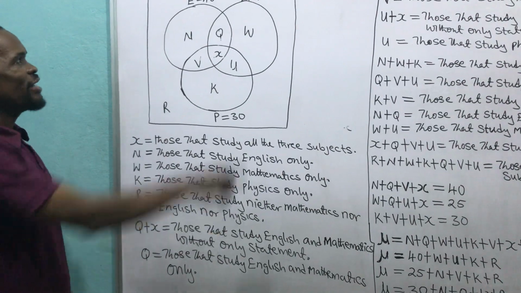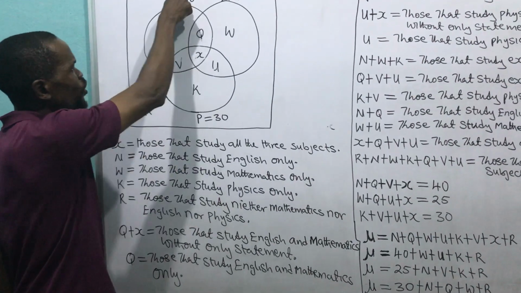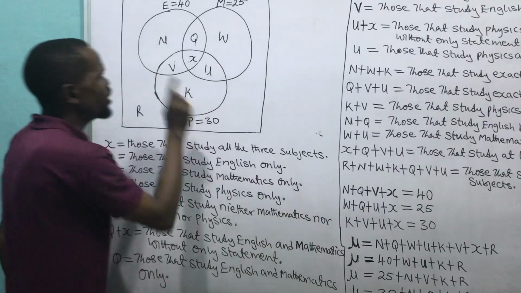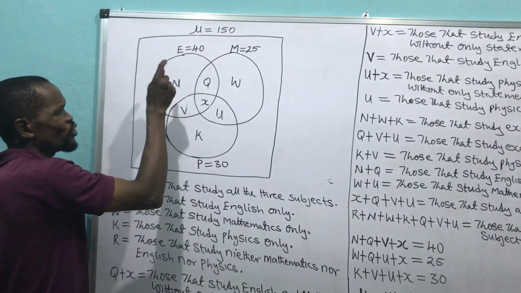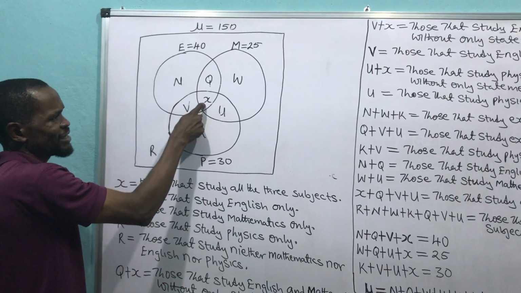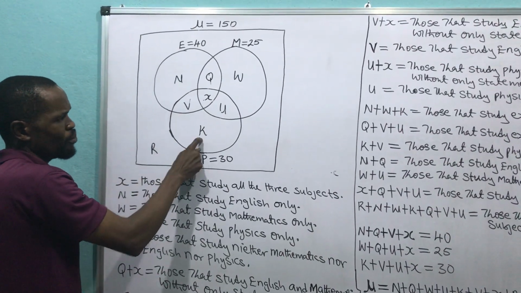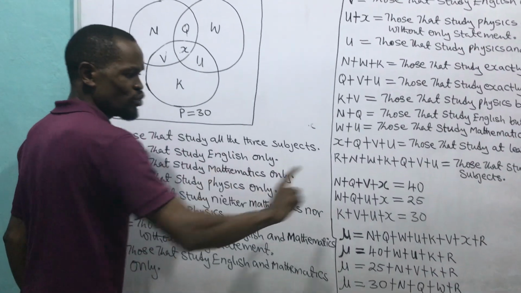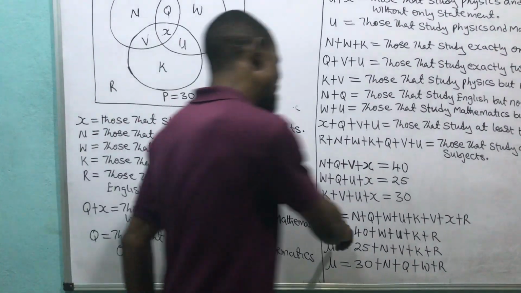Then, how did I find the total? Mu, which is the total students in the school. The total students in the school is equal to N plus Q plus X plus V plus Q plus U plus W plus those who study nothing. That gives me the total students in the school. And this is where I stated it.